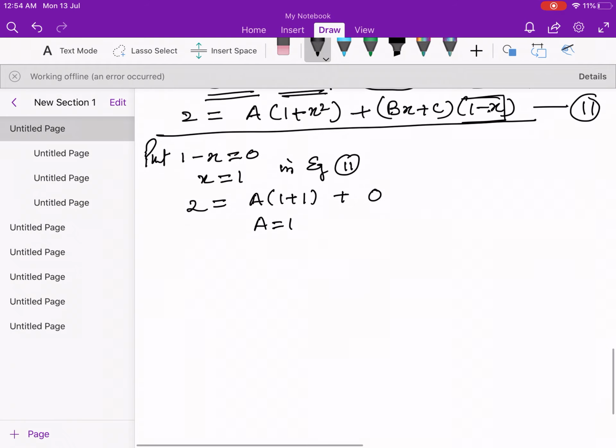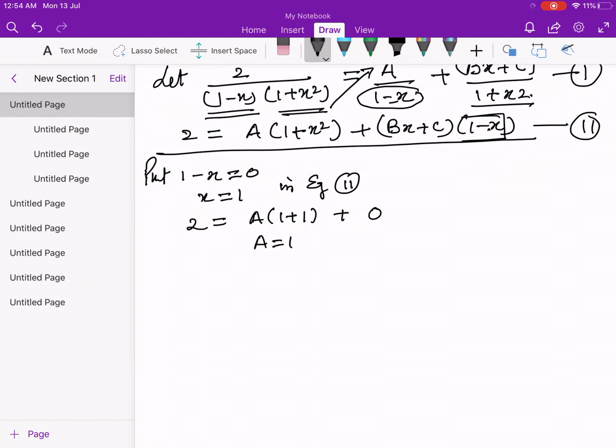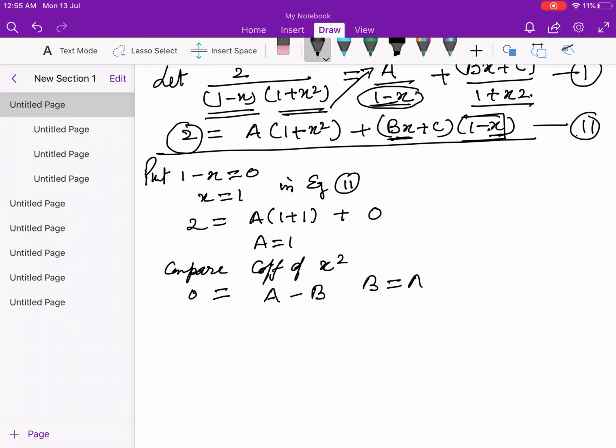How can you find the second one? Because only for 1 minus x we can place 0. This is 1 plus x square. So compare the coefficient of x square. So what is the coefficient of x square in statement 2 on the left side? There's only 2 here, there's no x square, so 0. Then it is a into x square, so the coefficient is a. Then this bx minus x is minus bx square, so minus b. So what is b equal to? b equals to a, and a equals to 1.